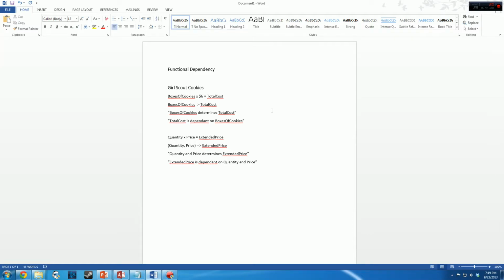Hey everyone, we're back to our discussion on functional dependencies. In our previous lesson, we discussed how to express certain mathematical equations as a functional dependency and the basics of what a functional dependency means. But these are just equations. What does this matter in a database?